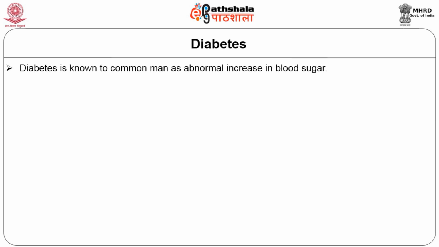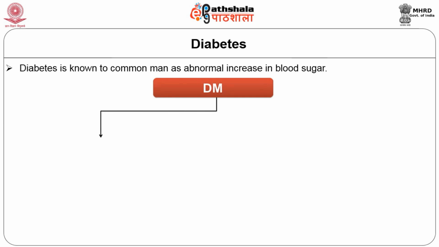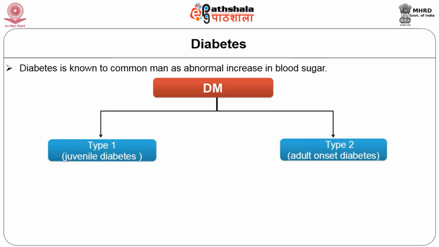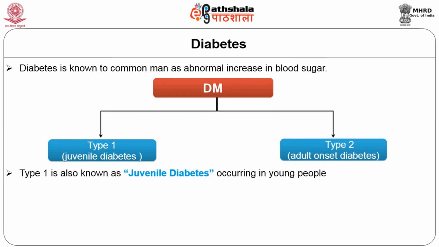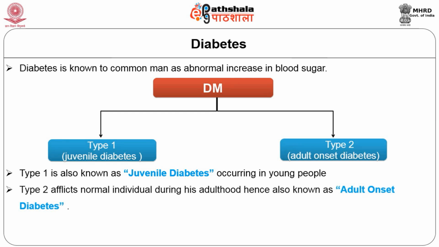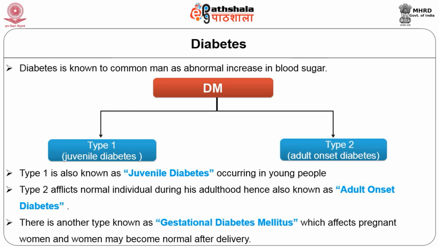Diabetes is known to a common man as an abnormal increase in blood sugar. Broadly, these may be of type 1 or type 2. Type 1 is known as juvenile diabetes, which occurs in young people, whereas type 2 afflicts a normal individual during his adulthood and is also known as adult onset diabetes. There is another type known as gestational diabetes mellitus, which affects pregnant women, and the women generally become normal after delivery.